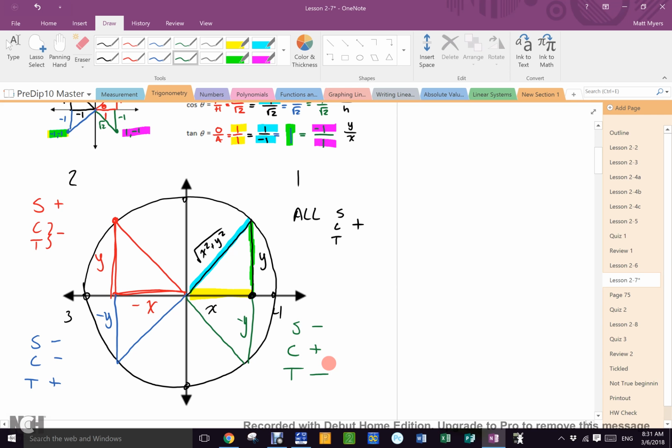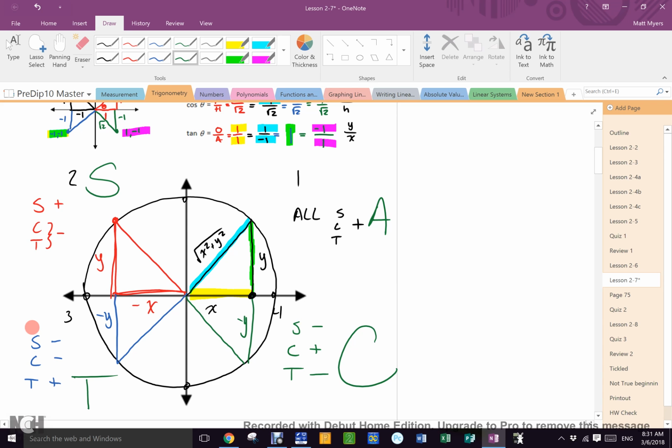Which sets us up another memory tool like SOHCAHTOA. What's positive down here? C. What's positive here? All of them. A. What's positive here? Over in quadrant 2, because I left my red dot over there. S. And what's positive down here? T. C-A-S-T. Or, well, cats goes kind of zigzaggy like Zorro.